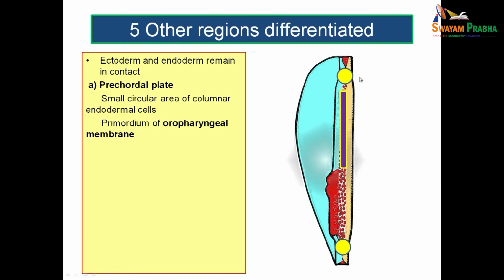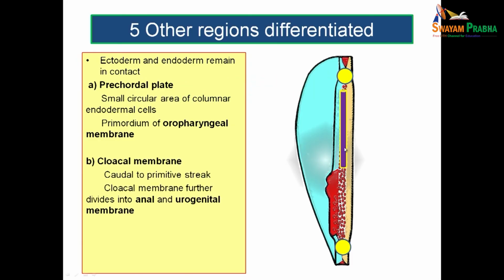The oropharyngeal membrane is formed in this region, and it should rupture in order to make a communication between the oral cavity and the primitive gut tube. So, this is the precaudal plate.